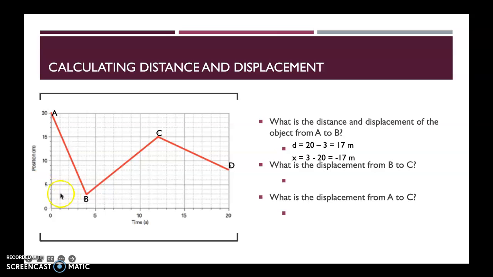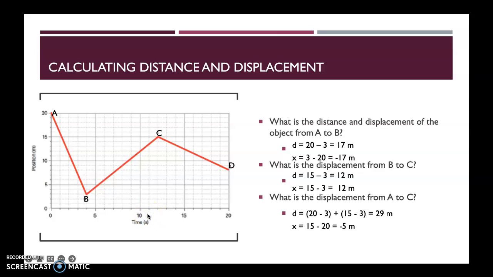If I wanted to do a displacement from B to C, okay, I start at 3 and it goes up to 15. Well, that's a change of 12, so my distance would be 12. And to find my displacement, I would do 15, because that's the final position, minus 3, which would also, again, be 12. Take a minute to see if you can calculate what the displacement would be. You can go ahead and pause the video and see if you can get the displacement from A to C.